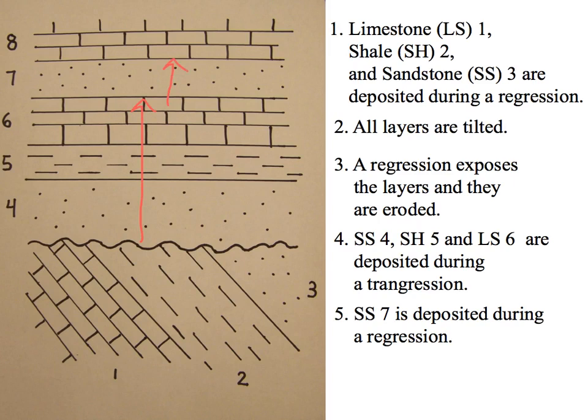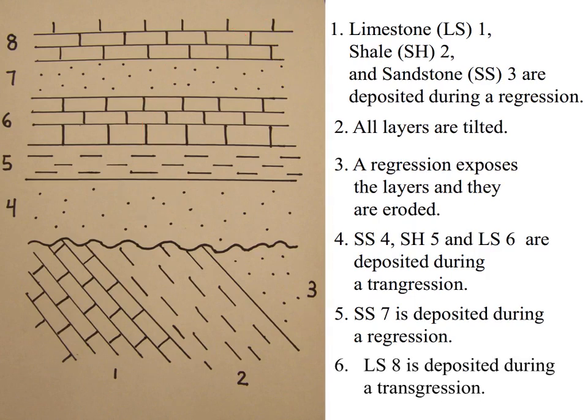Now let's look at this last part. This is sandstone, this is limestone. Limestone is a smaller particle size than sandstone. So this sequence is a fining upward sequence, just like the lower sequence was, this one. So this sequence is fining upward, which means the seas were rising during this last deposition event. So, limestone 8 is deposited during a transgression, indicating that the seas were rising.